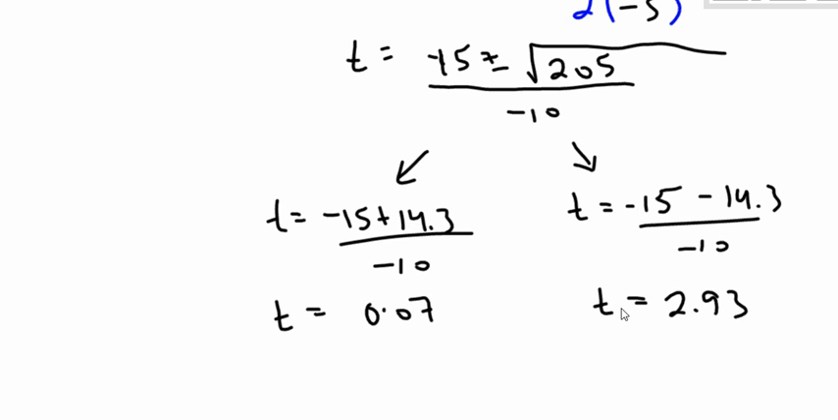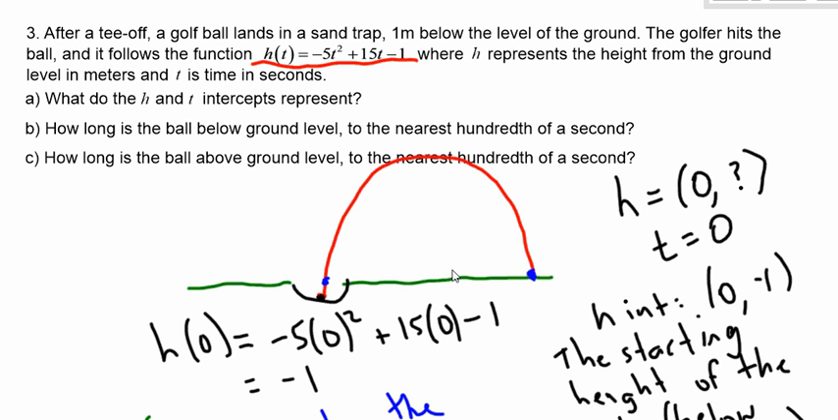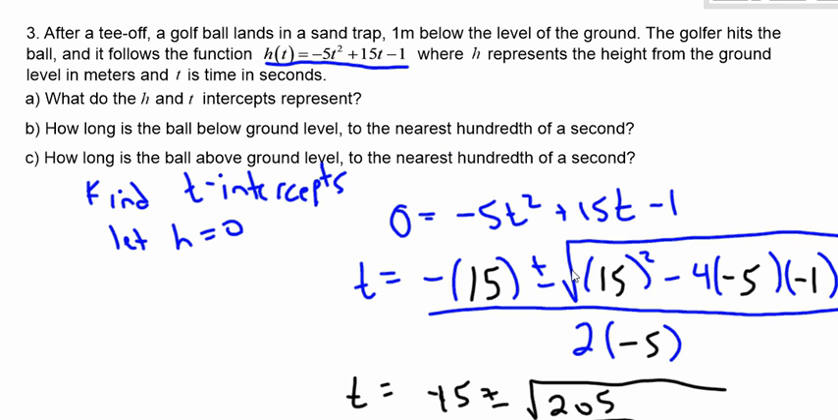And again, if you think about the diagram, one of my t values is not very long at all. It's 7/100ths of a second, so that's this one. And the other one is not quite 3 seconds later, and that makes sense. I've watched a few games of golf in my life, so that makes sense to me. So those are the t-intercepts.